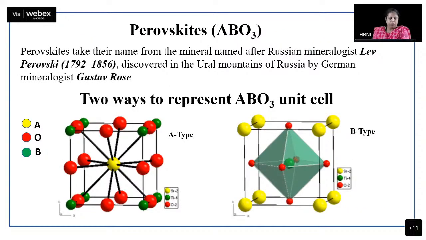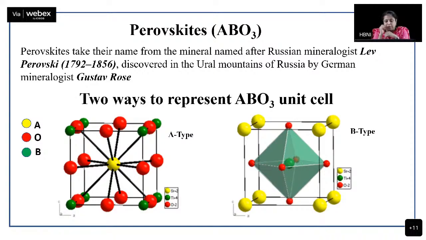Okay. So first and foremost is perovskite, ABO3. Perovskites were discovered in the Ural Mountains of Russia by the German mineralogist Gustav Rose, but in honor of another Russian mineralogist, Perovski, they were named. Okay. So perovskite is in fact the beginning of a wealth of structures. There are so many structures which are based on perovskite itself.